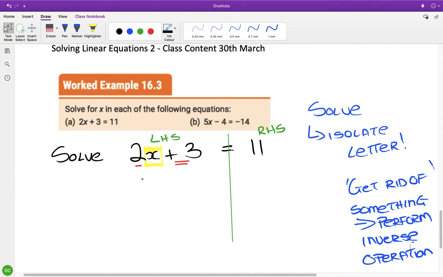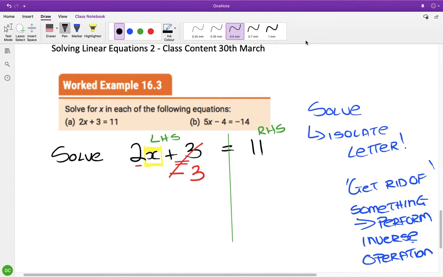Okay, so we're going to start by getting rid of the 3 because it's further away than the 2. The 2 is stuck directly to the x, whereas the 3 has a little bit of separation. So at the moment, this 3 has been added on to this 2x. So to get rid of the 3, I need to do the opposite of adding a 3, which would be to minus a 3. The opposite of addition is subtraction. That will completely take that out.